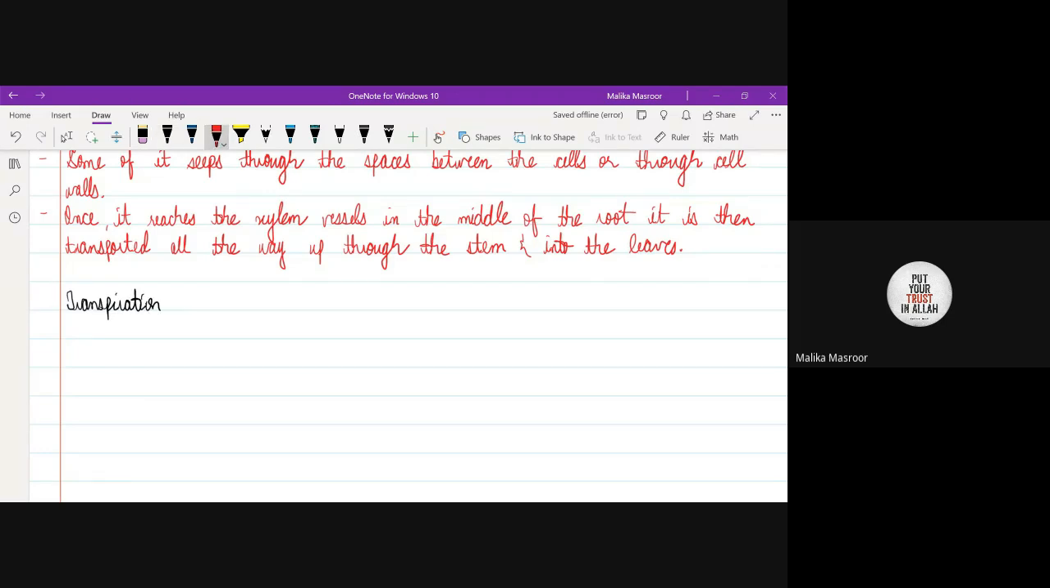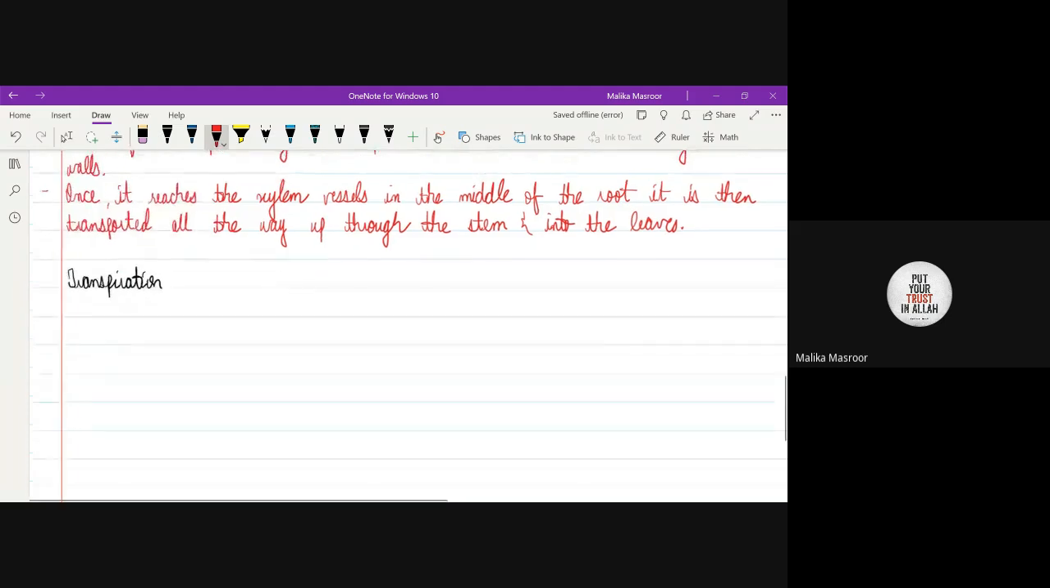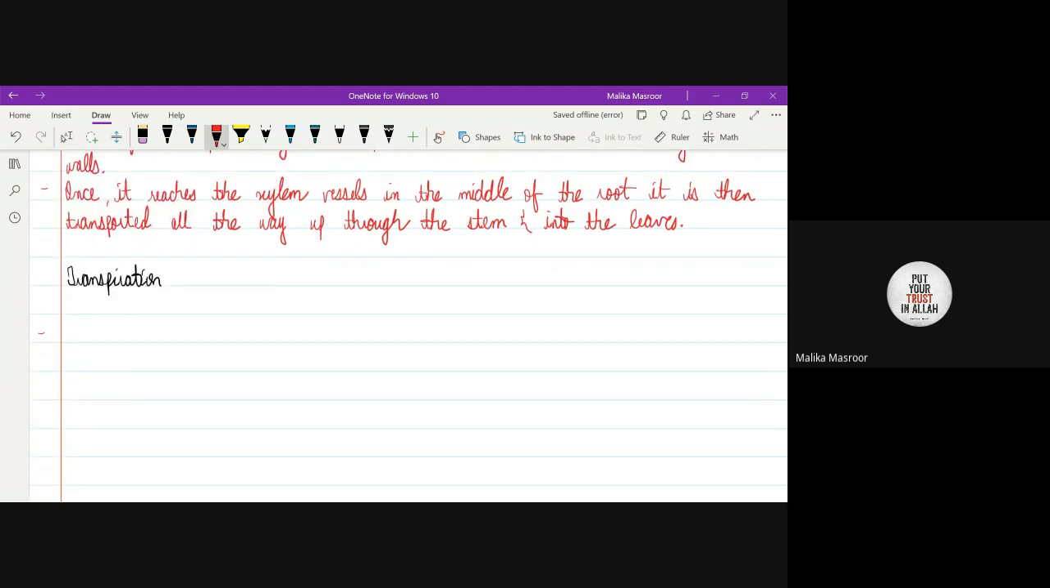Transpiration, in simple definition, is the loss of water vapor from your leaf. Or you can go into more detail and say from your spongy mesophyll. But let's just say leaf. Most of the transpiration takes place from the leaves.